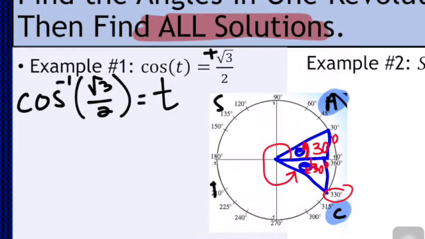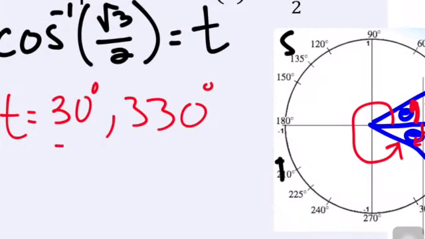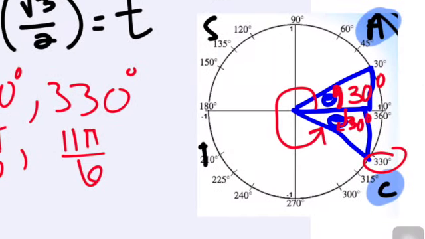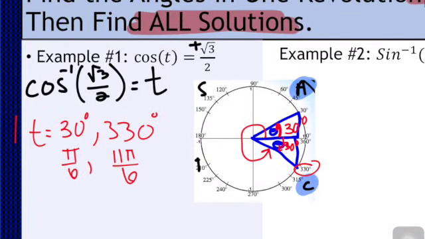So my two answers are going to be t is equal to 30 degrees and 330 degrees. Okay, but that's in degrees. What about radians? 30 degrees is pi over 6 in radians, and then 330 is 11 pi over 6 in radians, because 11 over 6 is a little bit less than 2 pi. Okay, so that's our first part done.